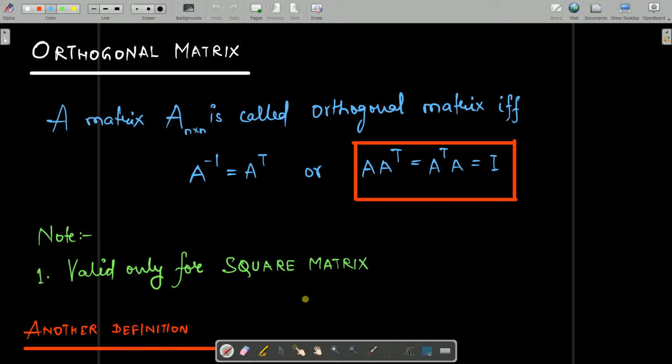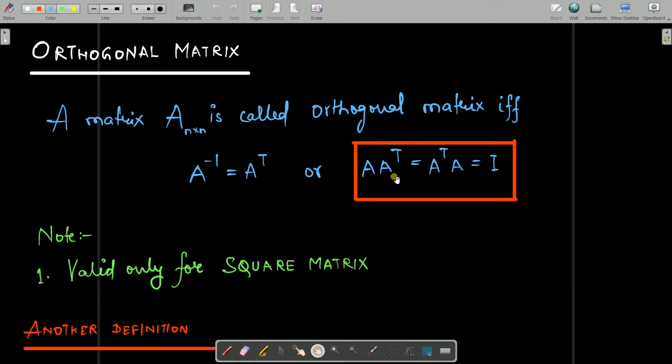Let's talk about orthogonal matrix. So let us consider we have a matrix A whose order is n cross n. I will call this matrix orthogonal if A inverse is equal to A transpose. Either you can apply this condition, or A into A transpose equals A transpose A equals I.